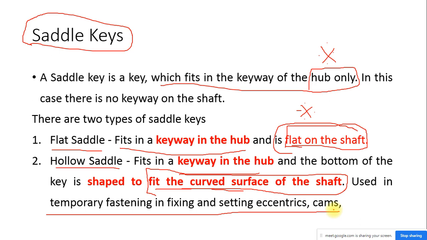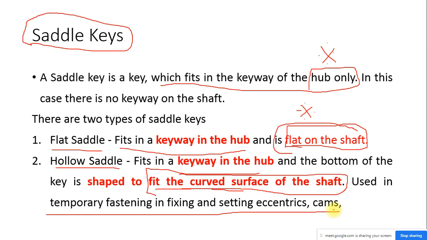Obviously this eccentricity and cams should rotate at a very slow speed, and whenever and wherever it is to be replaced, I have to replace it by removing the key. So in such cases I can use this type of saddle key. So we have seen two: one is the sunk key, the other is the saddle key.